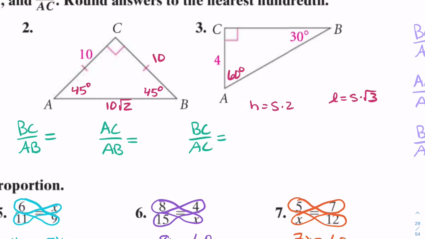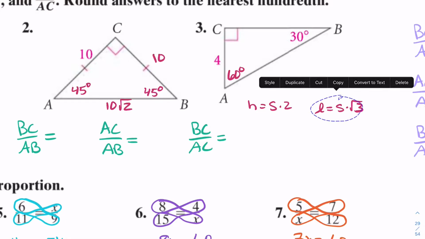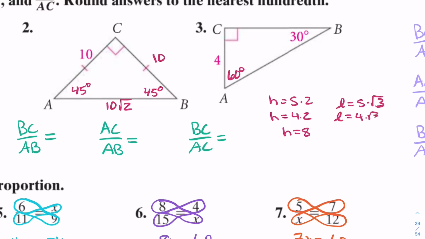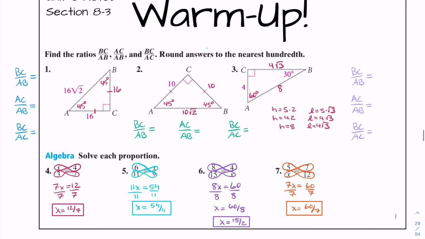So it looks like we'll have, I already don't have room here. Let's move that over just a little bit. So it looks like h equals 4 times 2, so h is 8. L equals 4 times the square root of 3, so L is 4 square roots of 3. Okay, so this is 4 square roots of 3. This is 8. So now I'm good to write my ratios.